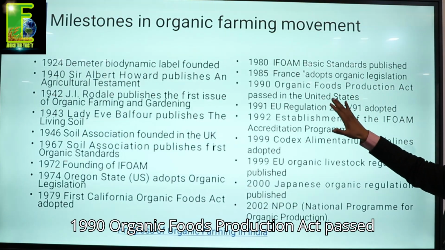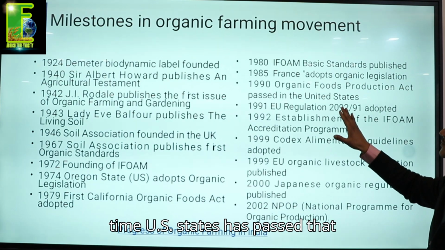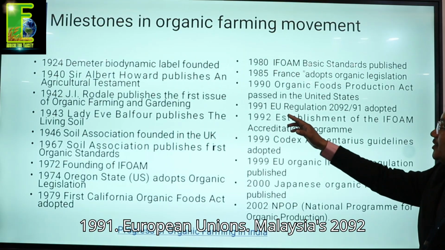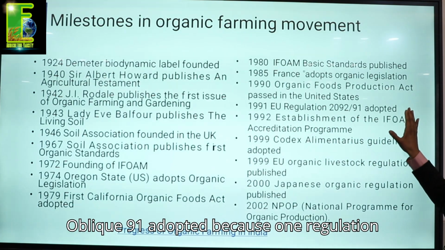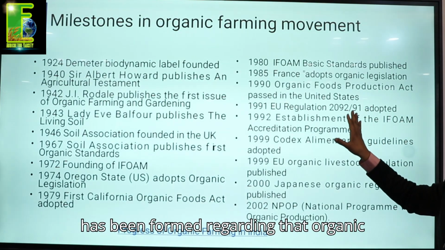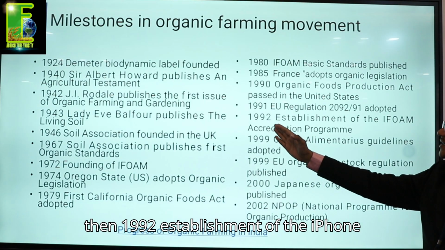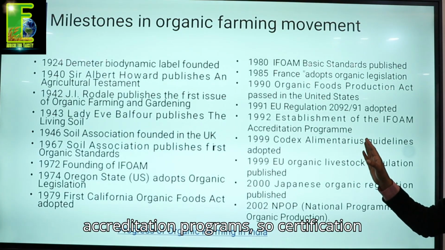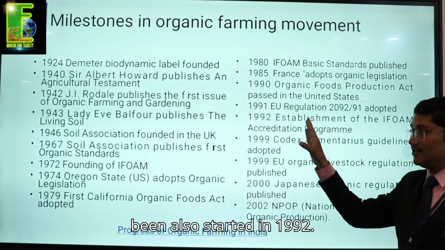In 1990, the Organic Foods Production Act was passed in the United States, the first time the US passed an Organic Food Production Act. In 1991, the European Union's Regulation 2092/91 was adopted, because one regulation was formed regarding organic farming by the European Union. And then in 1992, the IFOAM accreditation program was established. So certification or accreditation of farms also started in 1992.